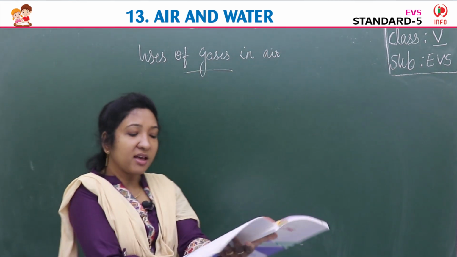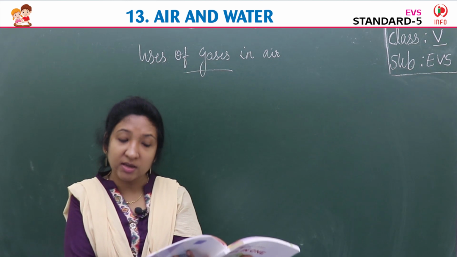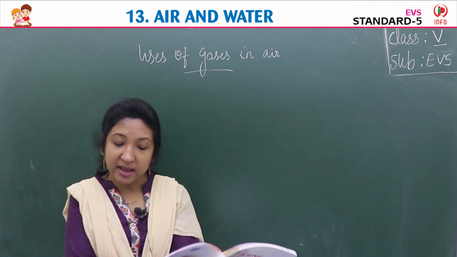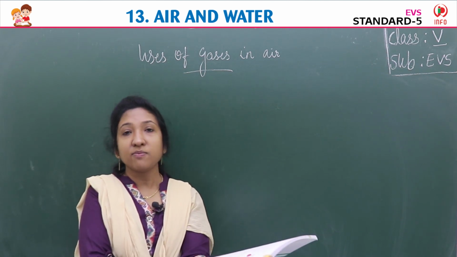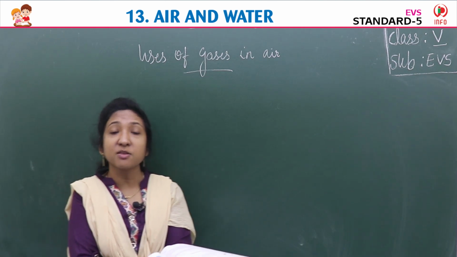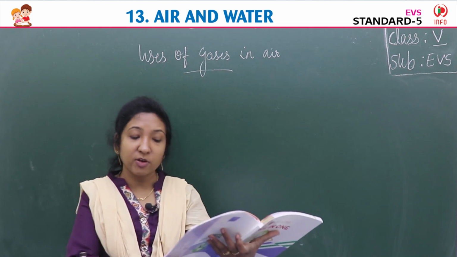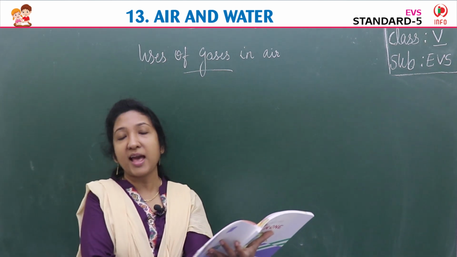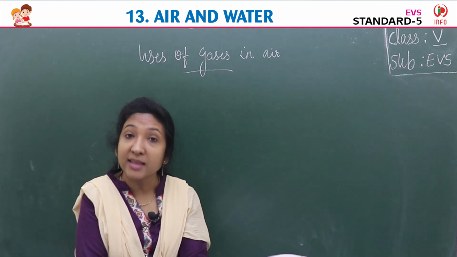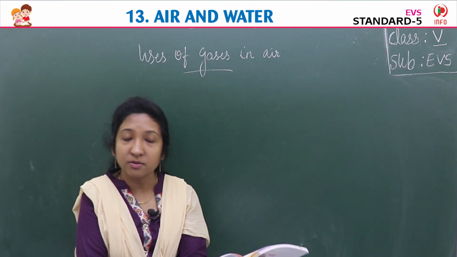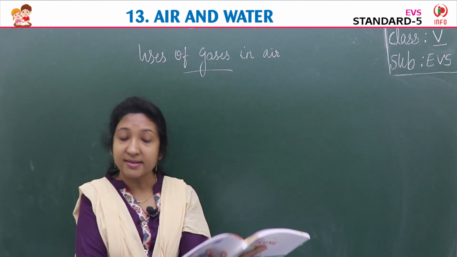We know air is a mixture of gases. Which are those gases? Nitrogen, oxygen, carbon dioxide, and gases like neon, argon, krypton, and xenon. These are the main gases present in the atmosphere or in the air. Oxygen is essential for the survival of all living organisms. Among these gases, oxygen is very important, it supports the life of human beings, and not only human beings, all the living organisms. We say it is very important for the living organisms on the earth.